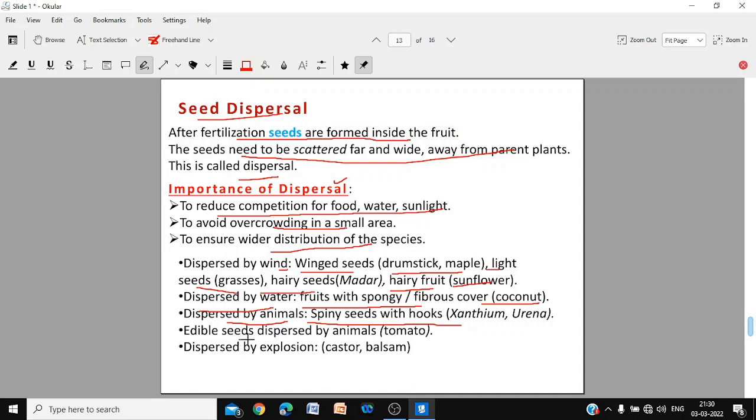Edible seeds are dispersed by animals. They eat the fruit and throw away the seeds elsewhere. And sometimes they are dispersed by explosion, bursting. They burst open with force and scatter the seeds far and wide.